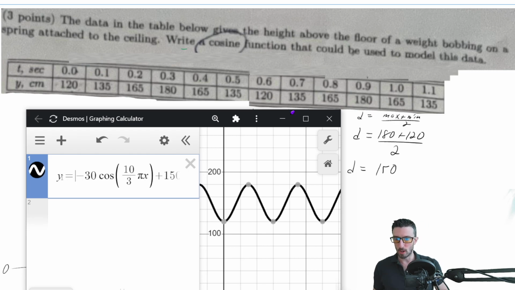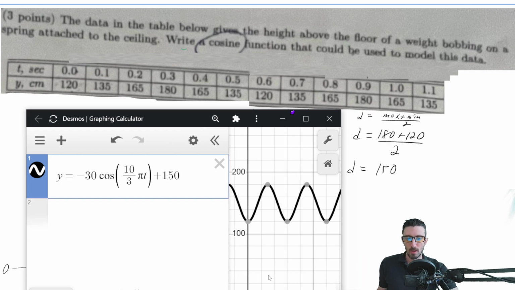It would be y equals this. Now, technically, it's actually a t instead of an x, but that doesn't change the graph on Desmos. It knows what to do. And there you go. You got your equation.